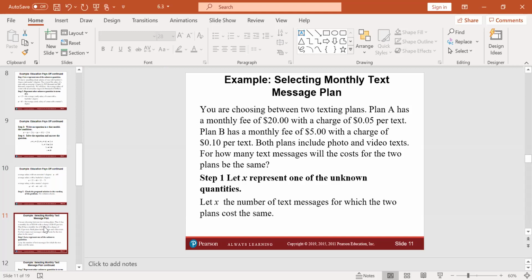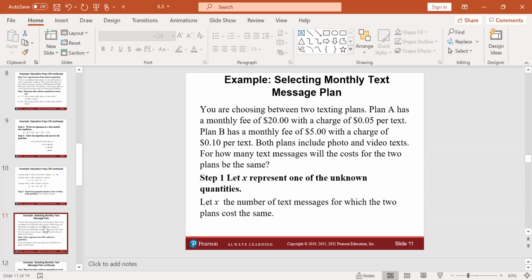But this is still a good idea for finding the break-even point of 2 competing plans. In this case, we're going to see that you have 2 plans for your texting. Plan A, you have to pay $20 flat no matter what, but then you charge 5 cents per text you send.